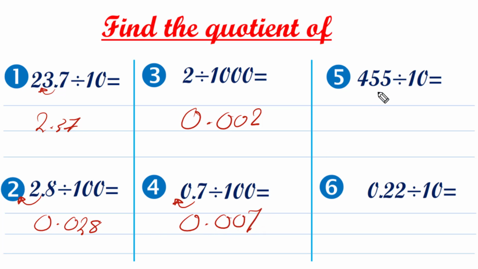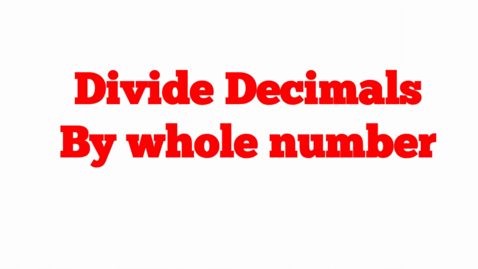0.007. Next, a whole number divided by 10: just insert the decimal point after one digit from the right. We will get 45.5. Next, 0.22 divided by 10. We will move the decimal point to the left just one decimal place. We will get 0.022.